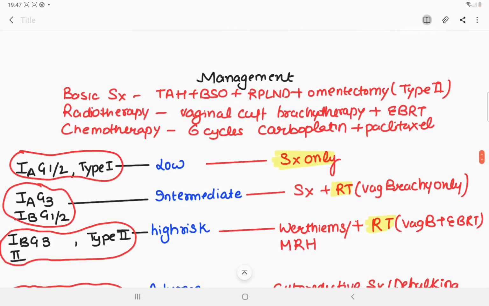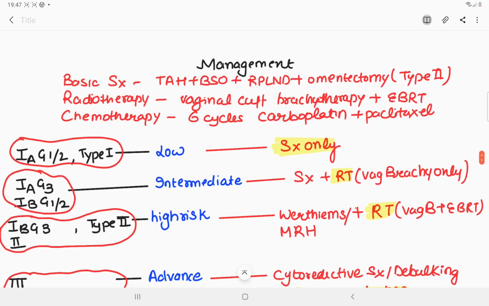Let's discuss the management. Our basic surgery will be total abdominal hysterectomy plus bilateral salpingo-oophorectomy plus retroperitoneal lymph node dissection, and in type 2 endometrial cancer we will do omentectomy also. In radiotherapy, vaginal vault brachytherapy plus external beam radiotherapy. In chemotherapy, we have to give 6 cycles of carboplatin plus paclitaxel.